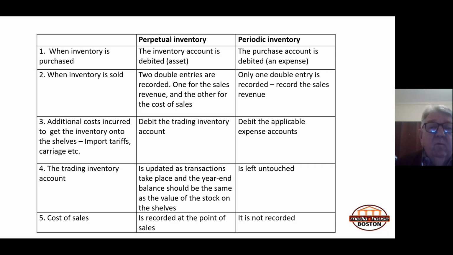With the periodic inventory system, it is simply we're going to debit our bank and we're going to credit sales. That's all we do. There's no inventory involved here.